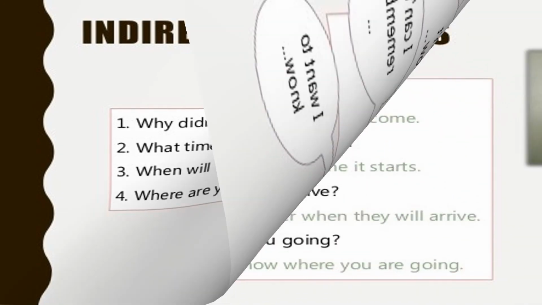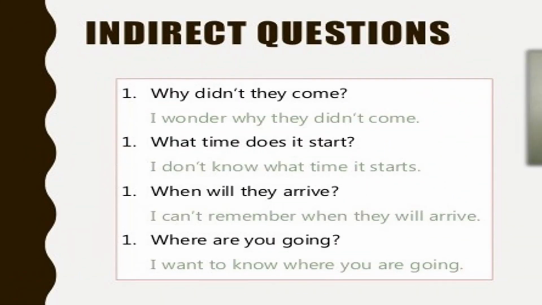So as you can see, why didn't they come? You can say, I wonder why they didn't come. Now you are asking yourself. What time did it start? You can say, I don't know what time it starts, if you are speaking about the match or the film or the movie. When will they arrive? If I'm asking you about the plane, your family, your brothers, your sisters, they are traveling to a country, and you can say, I can't remember when they will arrive. Number four, if I ask you, where are you going? You can say, I want to know where you are going.